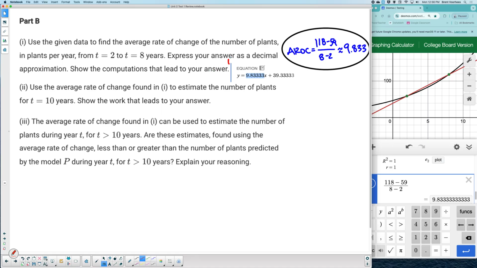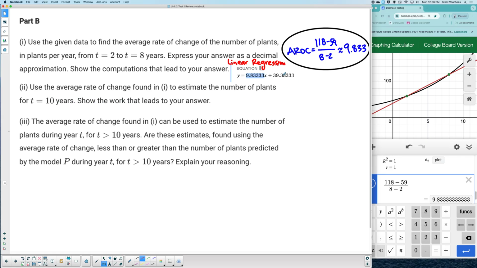And I'm going to go ahead and put over here for the sake of notes that this was a linear regression. Because AROC is a linear regression. Okay, now it says, use the average rate of change found in I to estimate the number of plants for t equals 10 years. Show the work that leads to your answer.